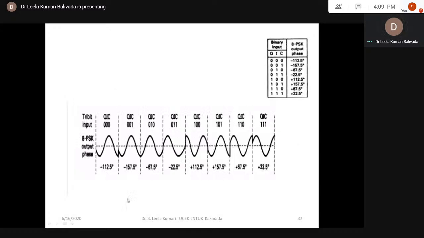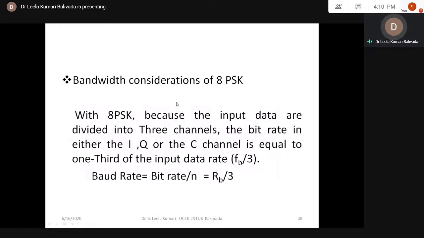Okay, and this is the way to represent the transmission of a 3-bit group. Suppose these 24 bits are represented by means of 8 3-bit codes, and each tri-bit code is represented by its equivalent phasor symbol. So 0, 0, 0 is represented by a sinusoidal wave of minus 112.5 degrees, and 0, 0, 1 is represented by minus 157.5 degrees, and 0, 1, 0 is represented by minus 67.5 degrees, and so on. Okay, so this is the 8 PSK modulator.